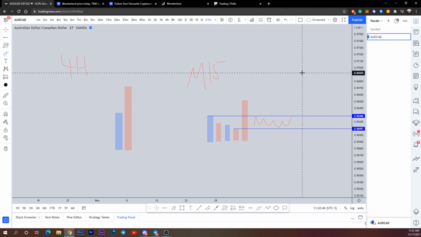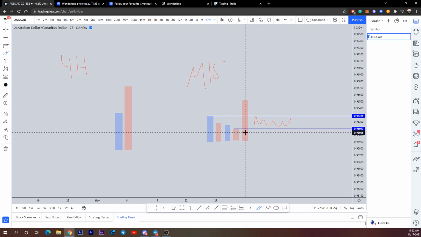So that could happen. But most of the time, you're going to see this mitigation happen, especially if there's imbalance and there needs to be mitigation here. You're going to see this happen. And I didn't even include the wicks or anything like that, but it doesn't even matter, right? We're looking at the bodies of the candles anyways.